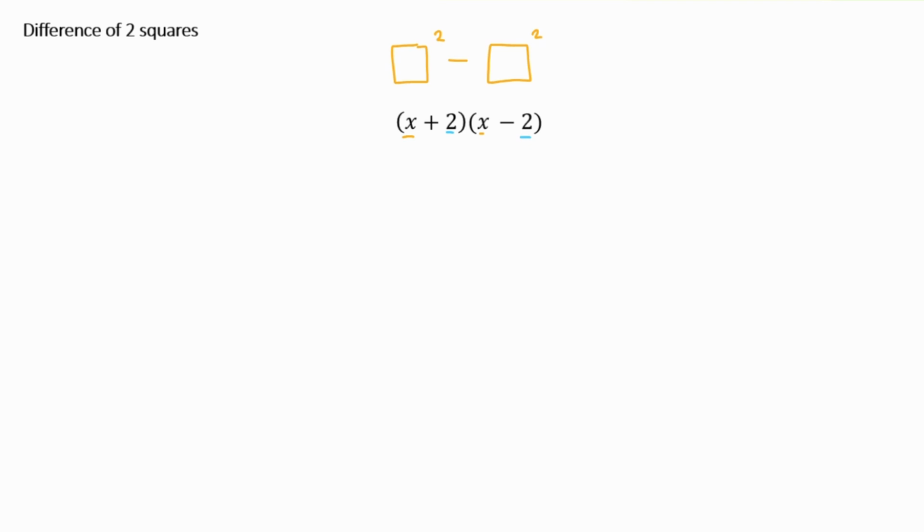So if we were to expand this bracket, we would have x squared minus 2x plus 2x minus 4. And if we simplify these two terms, that would just give us 0, and we would be left with x squared minus 4. Now, as we can see, x squared is a squared term, and 4 is also a square number. So when we have expanded these brackets, we have got x squared minus 4.